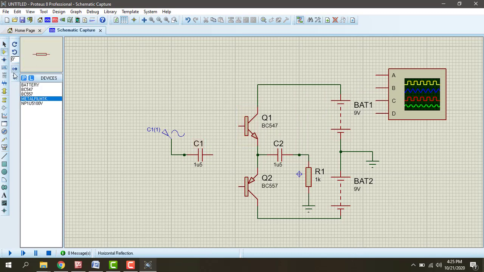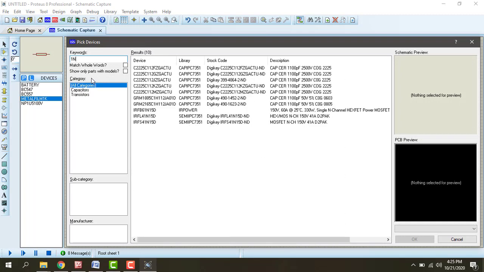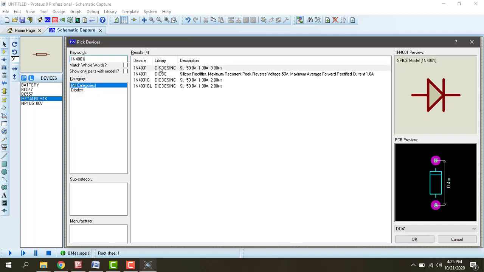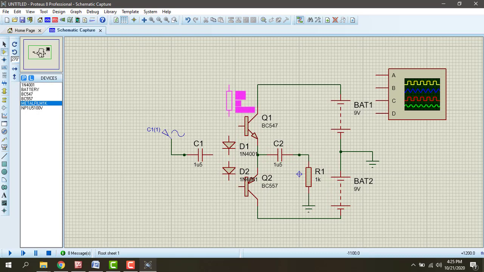Okay, I need a diode. So pick components, the diode name is 1N4001. This is our general purpose diode. So I choose it, and the resistance we have already. So I am choosing a diode here, and rotate it, and another diode. Diode polarity is very much important. Then here one resistance, and here also we have one resistance.